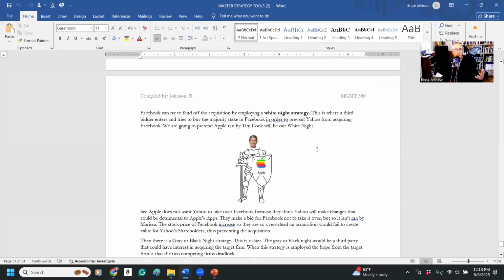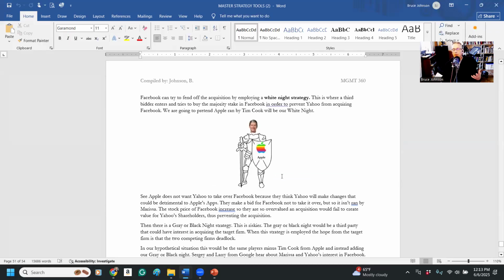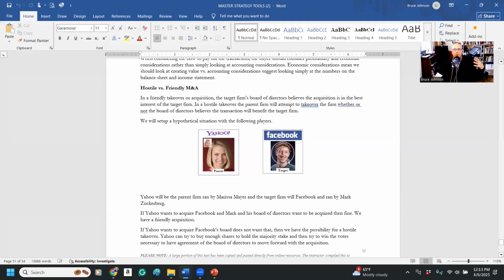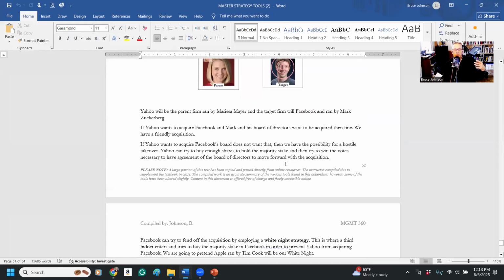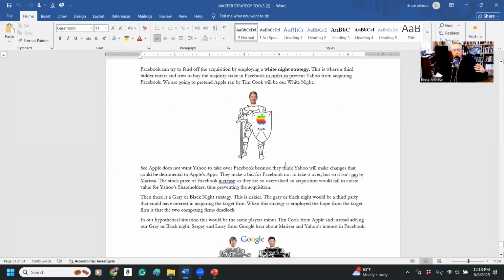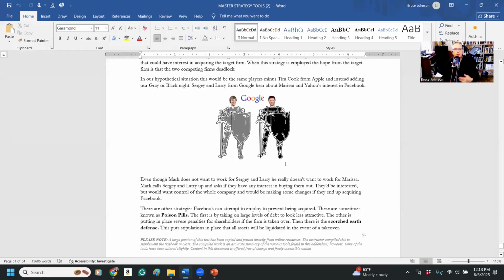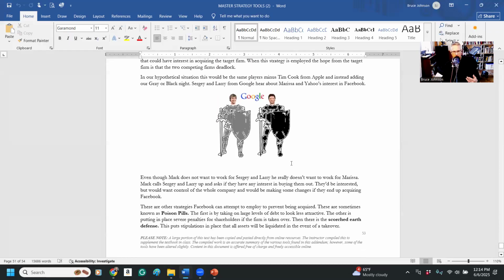One of them is called a white knight strategy. Maybe Zuckerberg doesn't want to be acquired by Yahoo, but he's fine being acquired by Apple. So if Yahoo is trying to purchase shares and go after Facebook, Zuckerberg could call Tim Cook and say, hey, look, I don't want to work for Yahoo, but I'm fine working for you. Would you come in and buy out the company and prevent that from happening? If he does, great.